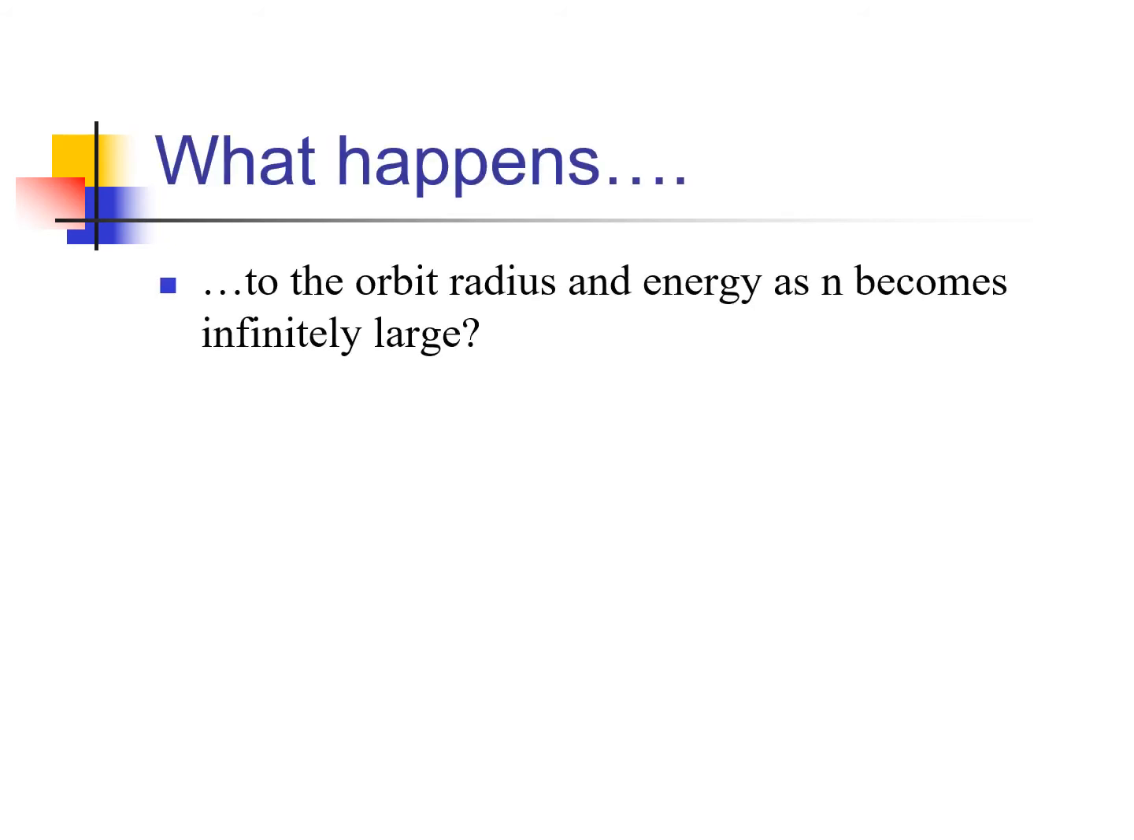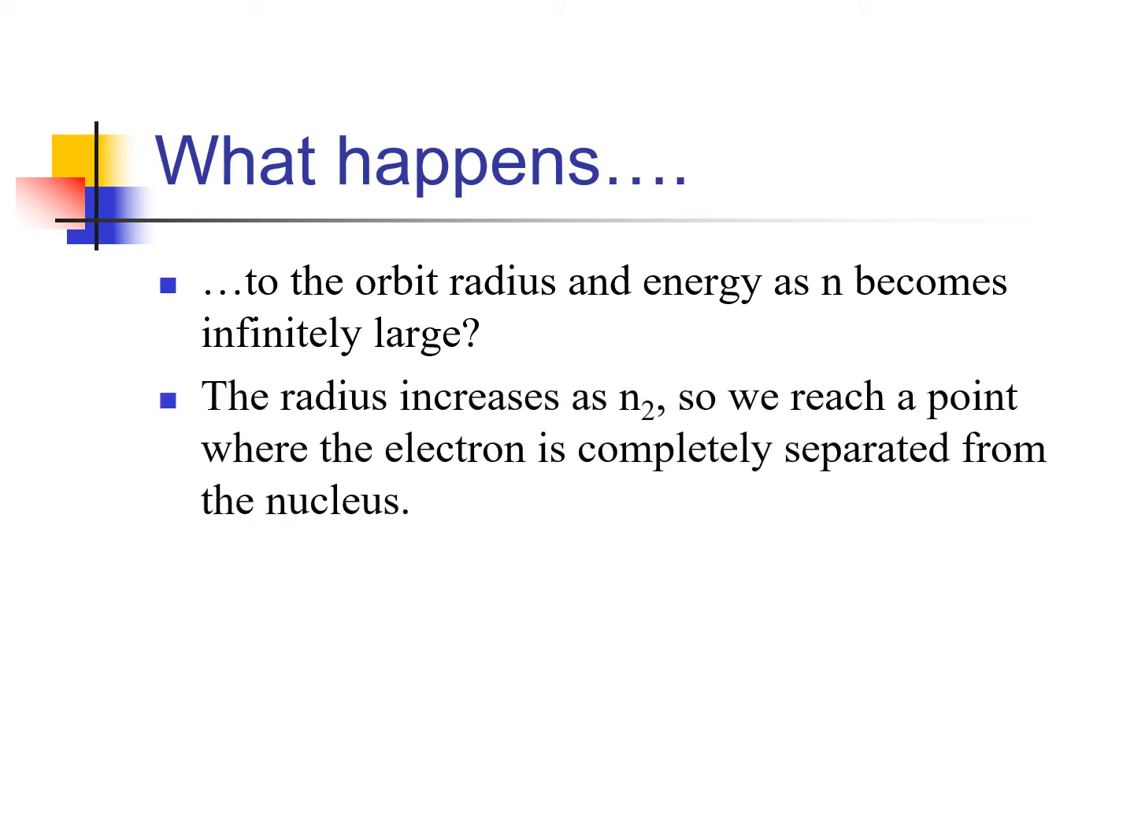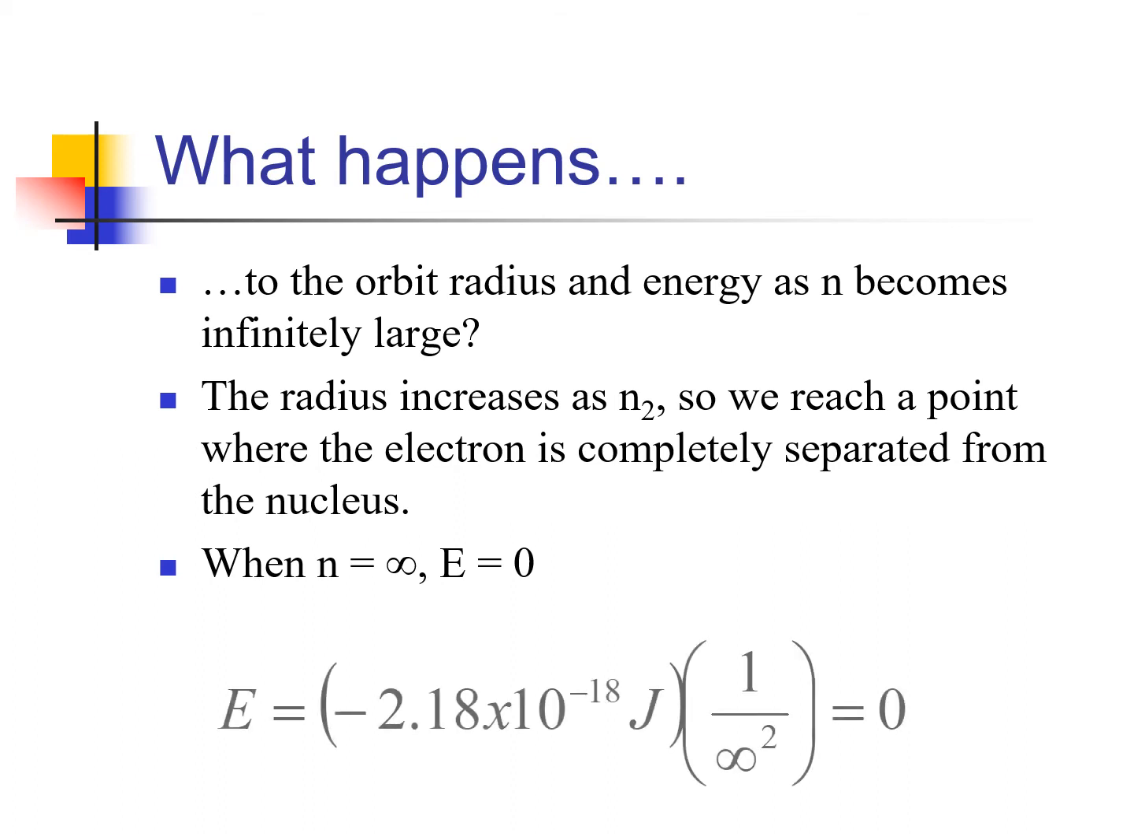What happens to the orbit radius and energy as n becomes infinitely large? Well, as the radius increases, we eventually reach a point where the electron is completely separated from the nucleus. So basically, when n equals infinity, E equals 0. That's why these energies will always be negative. If the energy is ever 0, the electron is now removed from the atom itself. You can see that from the equation, but again, don't worry about that, really.